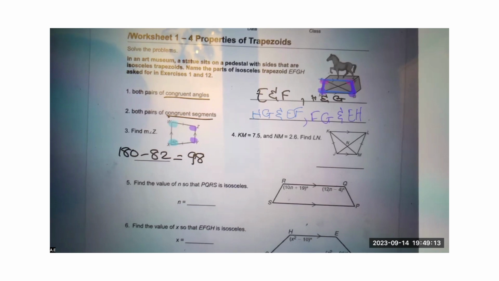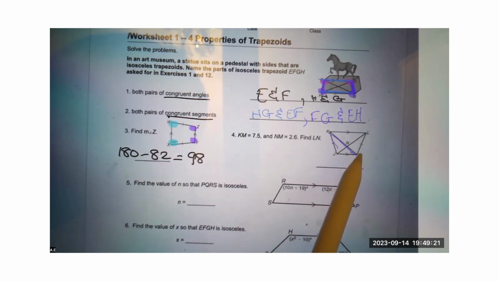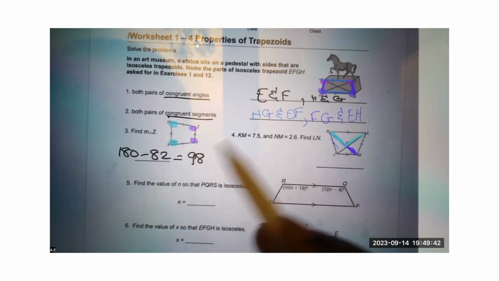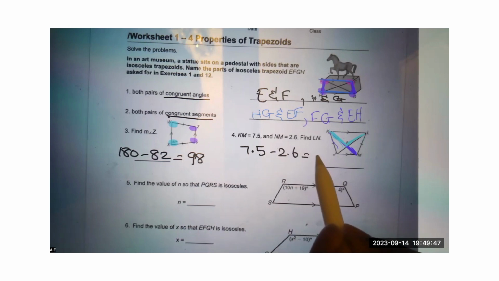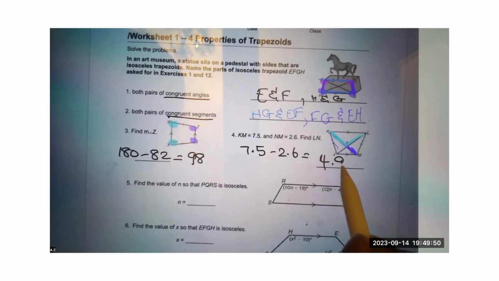The next question. KM is 7.5. NM is 2.6. We need to find LN. If we're finding LN, LN will be the same distance as KN. So if we can find KN, then we will obviously get LN. So we can do 7.5 subtract 2.6, and that gives us 4.9.